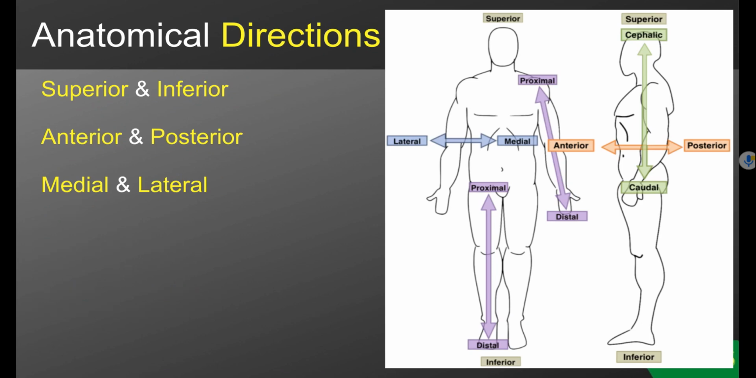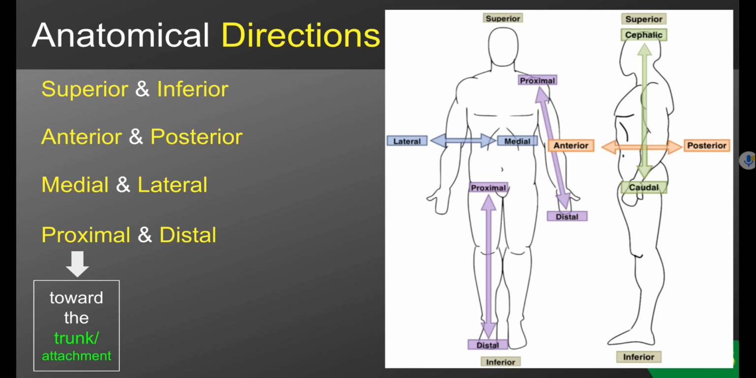The fourth set of terms is proximal and distal. Proximal is toward the trunk of the body or point of attachment, and distal is away from the trunk of the body or point of attachment. For example, your elbow is proximal while your fingers are distal. Similarly, your upper thigh is proximal while your foot is distal.